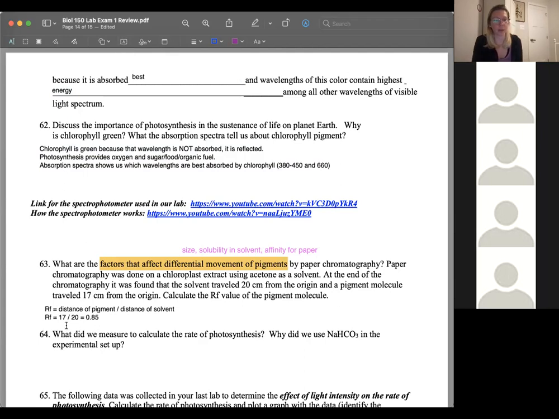So like this pigment that we're talking about down here, where we calculated this RF value, 0.85, that's a pretty high RF value. And so if there is a high RF value, we can make some assumptions. A high RF means that the pigment is a smaller molecule. It is highly soluble in the solvent, and it has a low affinity for the paper.